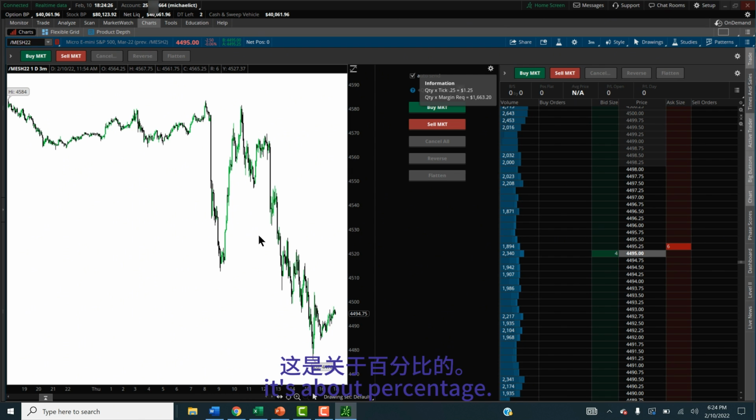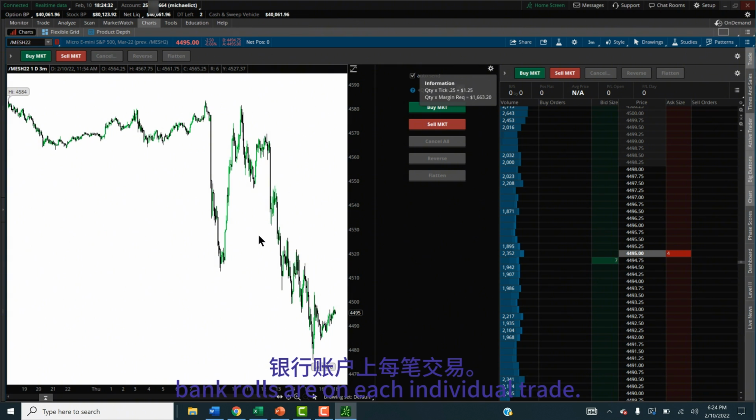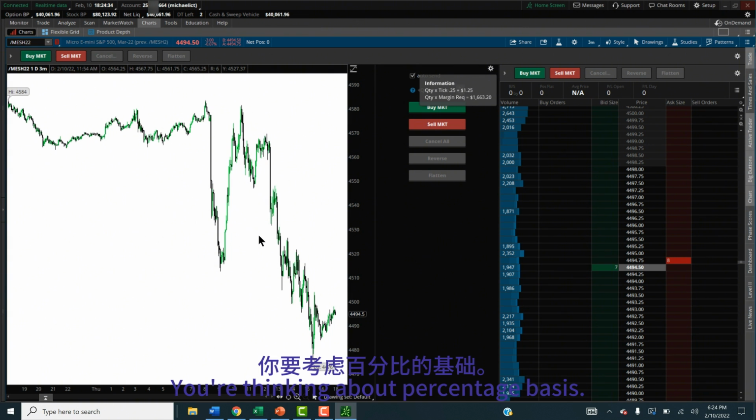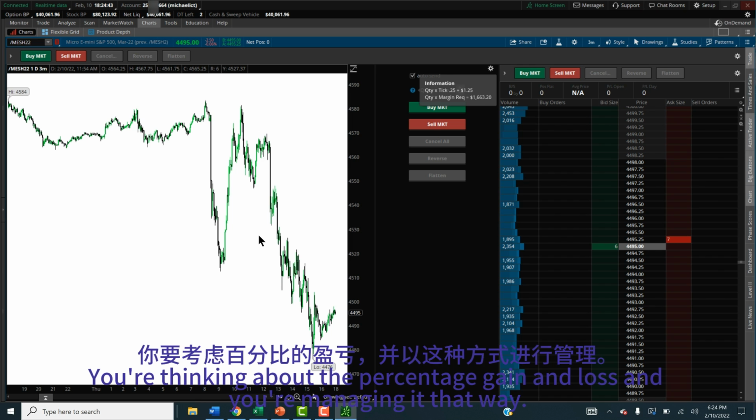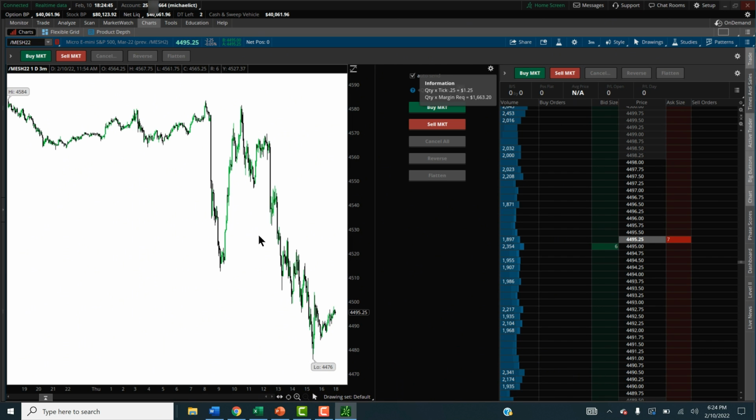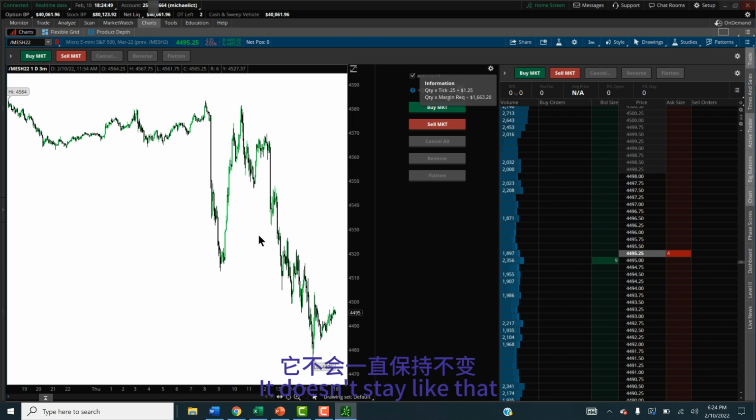Look, it's about percentage. This whole business is about percentage. It's not about what your bankrolls are on each individual trade. You're thinking about percentage basis. And by thinking that way, you're not worrying about the money. You're thinking about the percentage gain and loss, and you're managing it that way. And you let the effects of compound interest work. Who cares if it's only $50 in the beginning? It doesn't stay like that until you build it up.